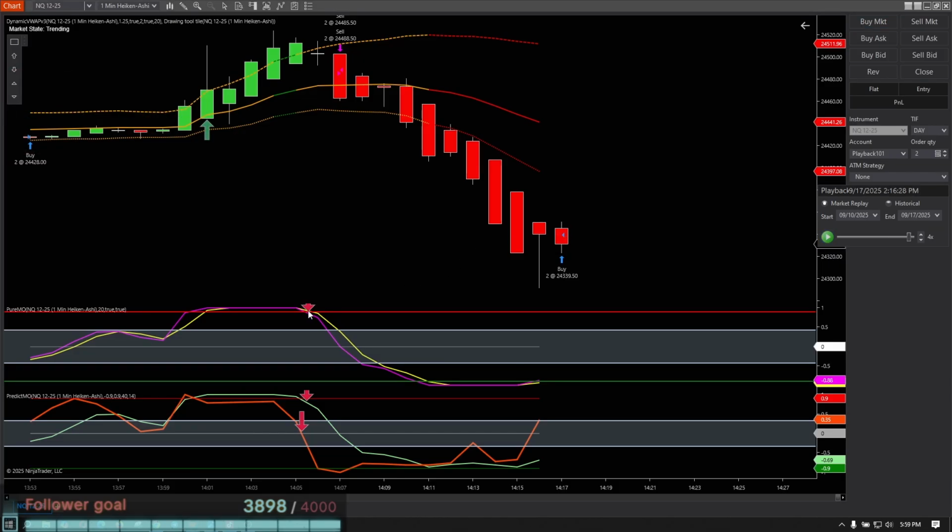Now, if you notice right here, this is where you got out of the trade to the long side. And it could also represent an entry point to the downside. Why? Because you've already got Predictmo right here telling you that price is going down. So instead of waiting for PureMo to get all the way down here past the zero line, you can enter earlier.